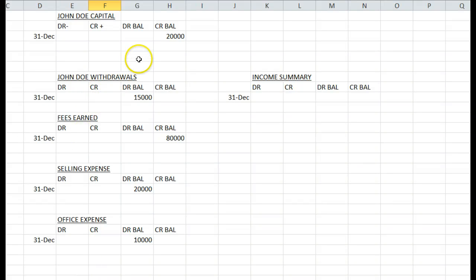Hi guys, this is about closing entries. I created a partial ledger which contains only the capital account and the three temporary accounts. The temporary accounts being the withdrawals account, the fees earned, and the expense accounts. I also created this temporary account called income summary, which is brought on in the closing process.